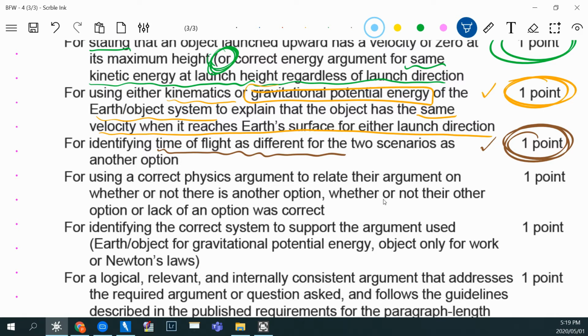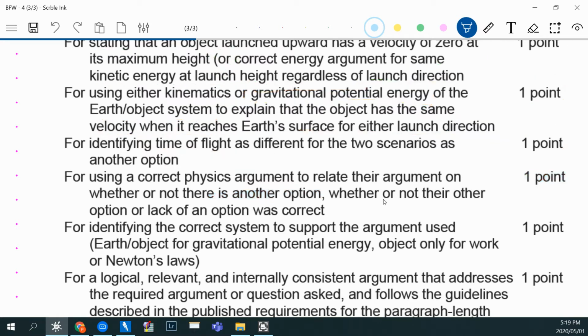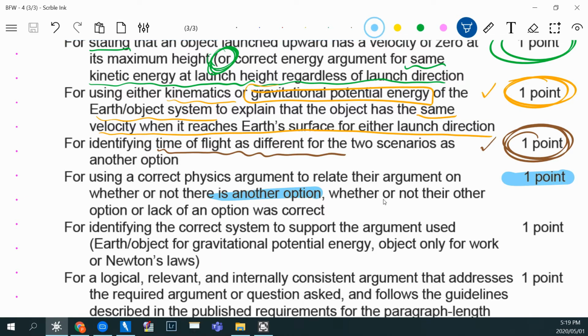All right, for the next point here, I'm going to switch to highlighter. For using a correct physics argument to relate their argument on whether or not there is another option, whether or not their other option or lack of an option was correct. Okay, my interpretation of this would be focused right here. I think I get it now. We had to say, was there another option? Essentially, yes or no. So I think this is giving us a little bit of latitude.